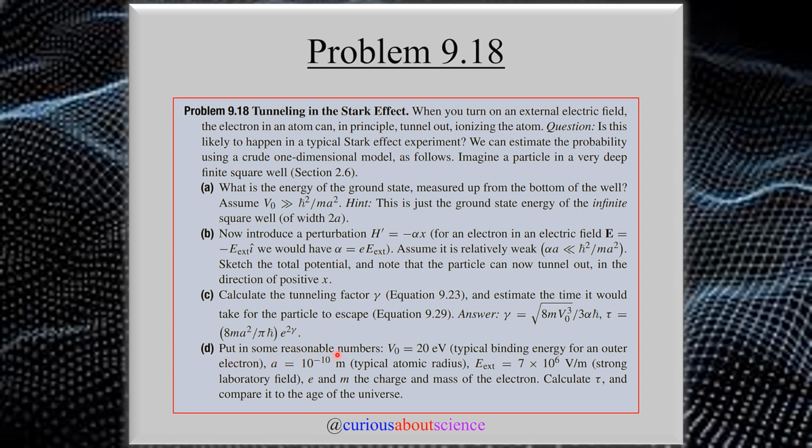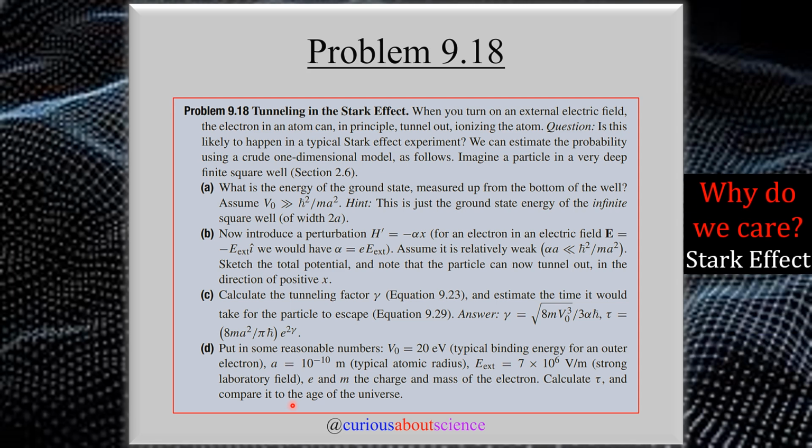Put in some reasonable numbers, such as V0 equal 20 electron volts, the typical binding energy for an outer electron, a equal 10 to the negative 10 meters, the typical atomic radius. The external field is 10 to the 7 volts per meter. Strong laboratory field. Well, yeah, definitely strong. e and m are the charge and mass of an electron. And calculate tau and compare it to the age of the universe. So this is going to be fun.